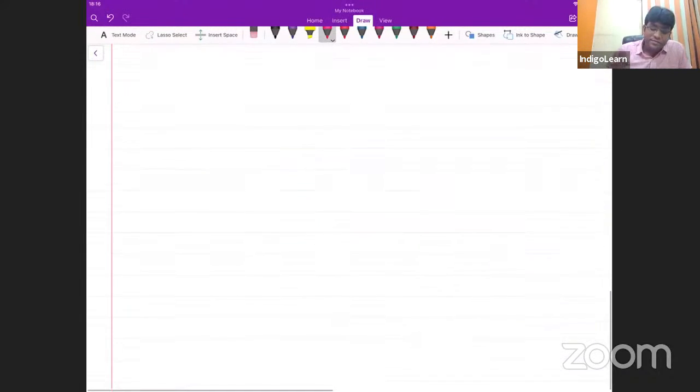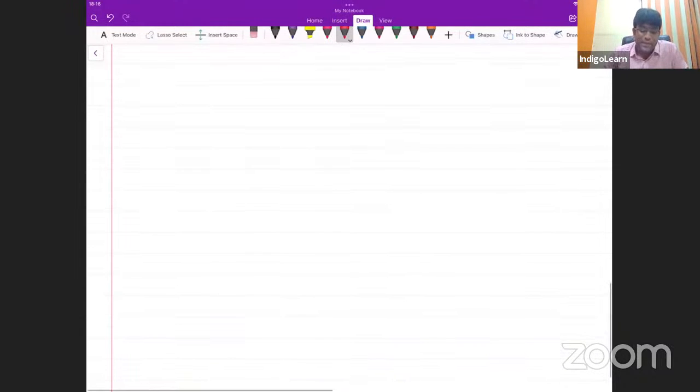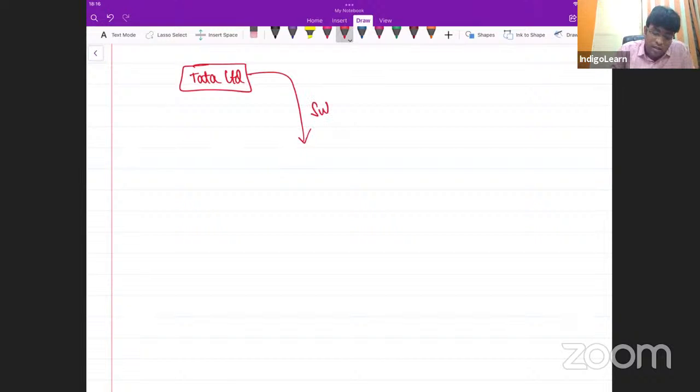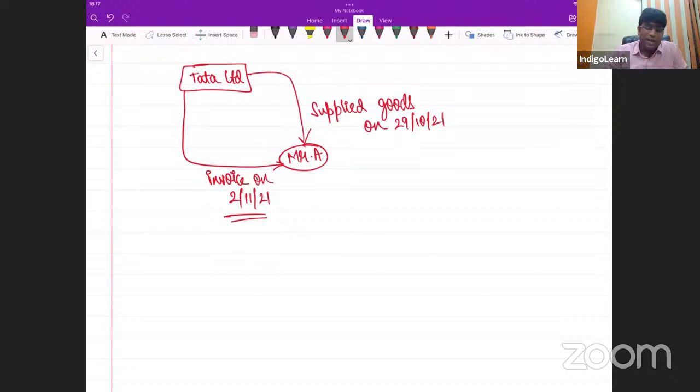Moving forward, section 12.3. Which section, guys? 12.3. Before that, I'll ask one question. Think and do. Let's say there is one Tata Limited company. They supplied goods to one person, Mr. A, on 29th October 2021. When did they supply? 29th October 2021. And Tata Limited actually gave the invoice on 2nd November 21. So here the invoice is given after they supplied the goods. Now tell me, guys, what will become the time of supply?